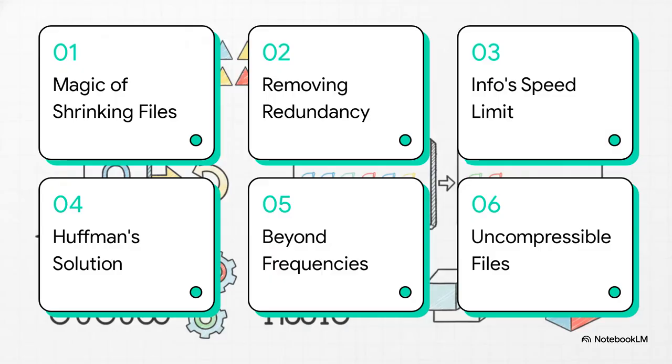So here's our game plan. We're going to start with the basics, then uncover the big secret that makes it all work. We'll explore the absolute speed limit of compression, look at a really elegant classic solution, see how other methods take it to the next level, and finally, we'll talk about the one type of file that you just can't compress.